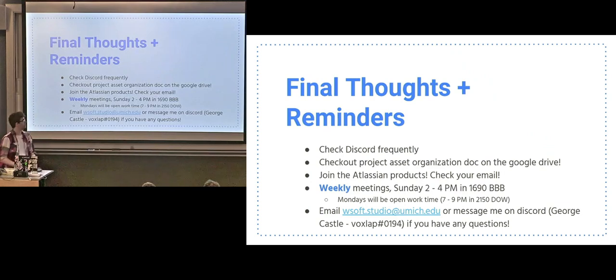Also, a reminder again: please join the Atlassian products if you haven't already. That's Bitbucket, Jira, and Confluence. The invitation link to all of that will be in your email if you haven't already seen it. And if you haven't gotten an invitation, please message either me or Nico, and we'll get that taken care of.